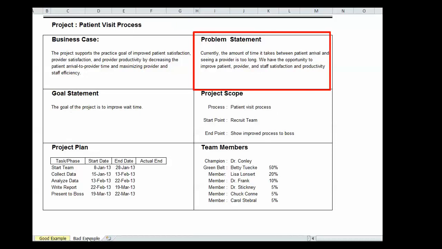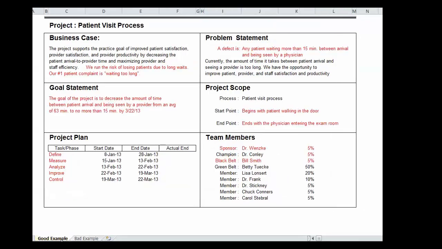Next up is the problem statement. In this, we expect to see a statement that says a defect is blank. That's called a defect definition. Every charter should have one. We're not seeing that. It should crisply, succinctly, directly lay out what the Y variable is for our project. If we look back at the corrected example, we've added that in the problem statement. We say a defect is any patient waiting more than 15 minutes between arrival and being seen by a physician.